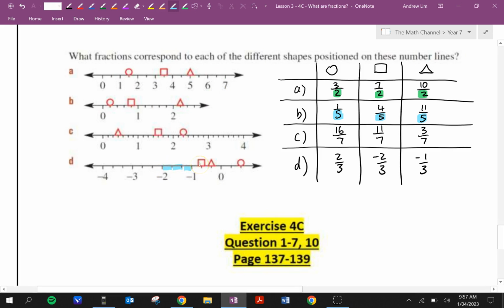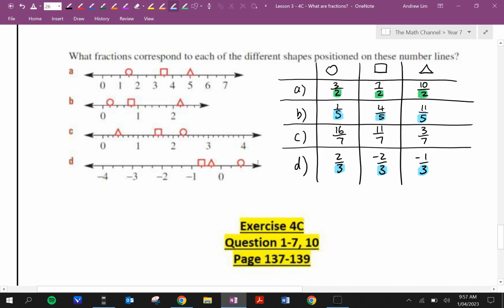Now let me just go through D because this one has negative numbers. So because we know that there's 3 gaps, all of our fractions will be out of 3. Now the circle is actually positive because it's to the right of 0. So that's 2 out of 3. The square is negative, it's to the left of 0. So we're going to go -1, -2 out of 3. And the triangle will just be -1 out of 3.